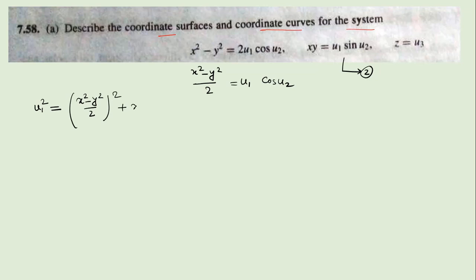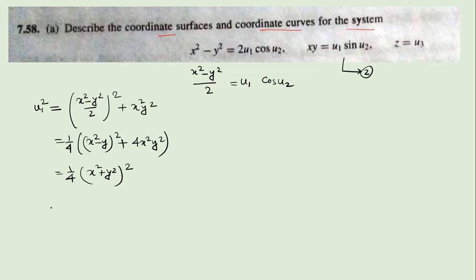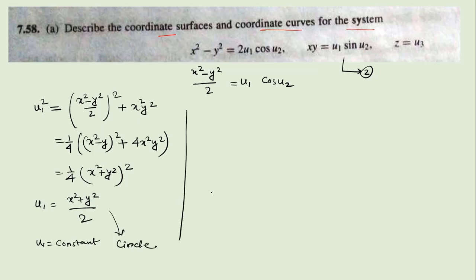If we take 1/4 common, that is x square minus y square whole square plus 4 x square y square, that is nothing but 1/4 of x square plus y square whole square, right? So u1 is nothing but x square plus y square by 2. So for constant u1, the surface is a circle, the equation of a circle number 1.